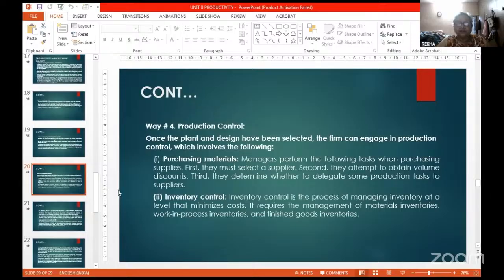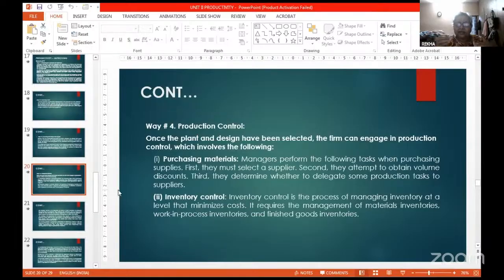Then production control, the fourth way. Once the plant and design have been selected, the firm can engage in production control, which involves the following: purchasing materials, because your final output will depend upon the type of input you have put. Naturally, in our day to day life also, if you are making some vegetable and you don't use good vegetables, the final taste or the nutritional power of the vegetable will not be there.